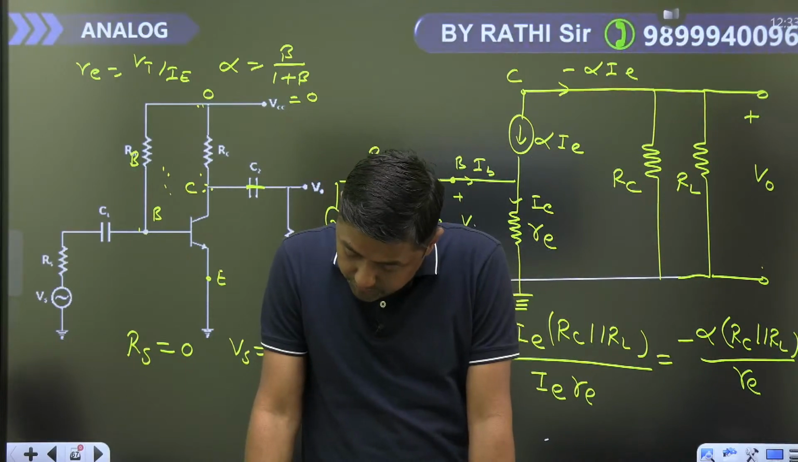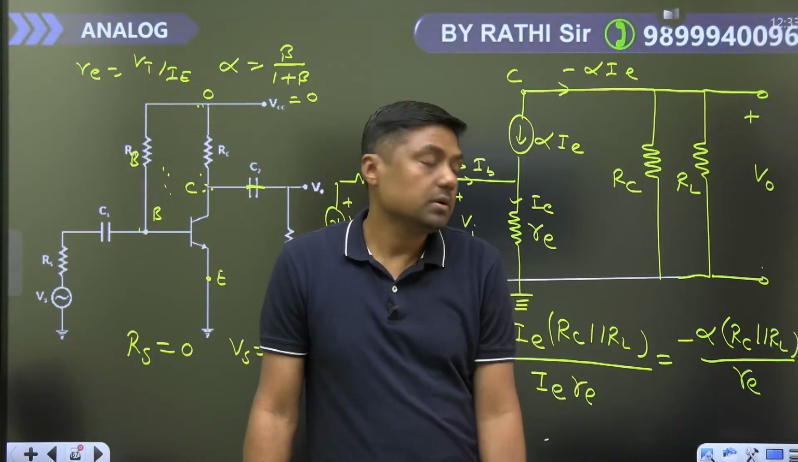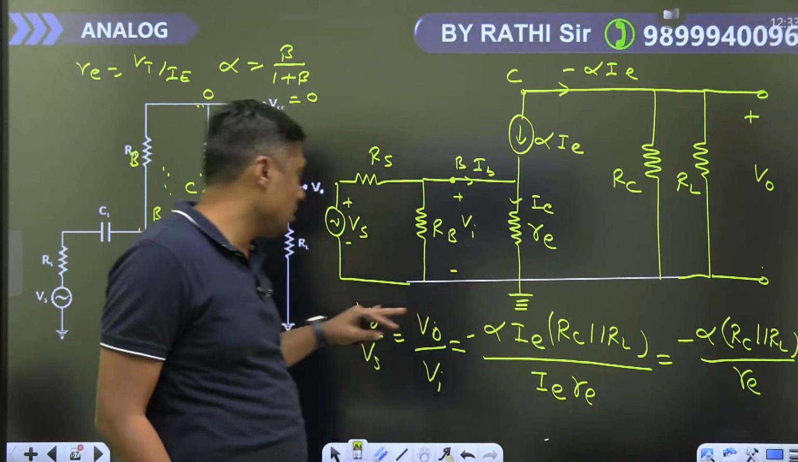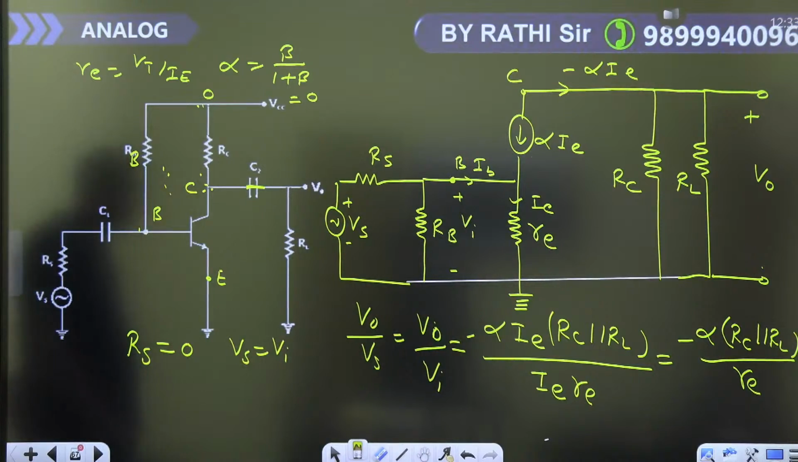It is so simple. Easily you can solve. Right? So this is the answer, minus alpha RC parallel with RL upon Re. So this is called what? Voltage gain, midband voltage gain when the RS is 0. Right?